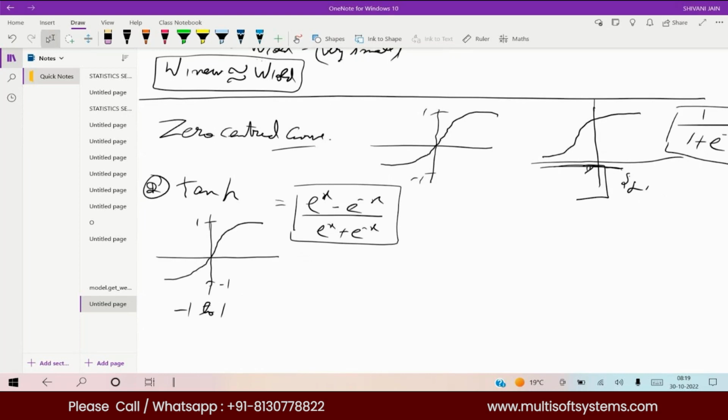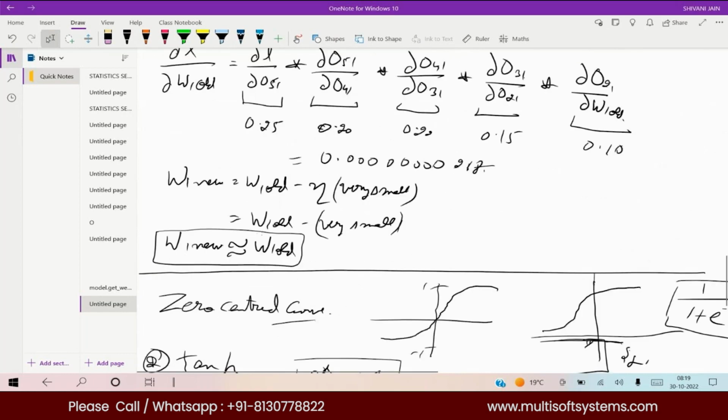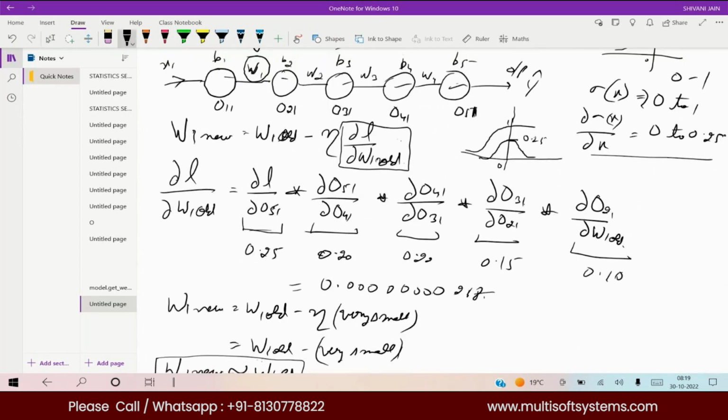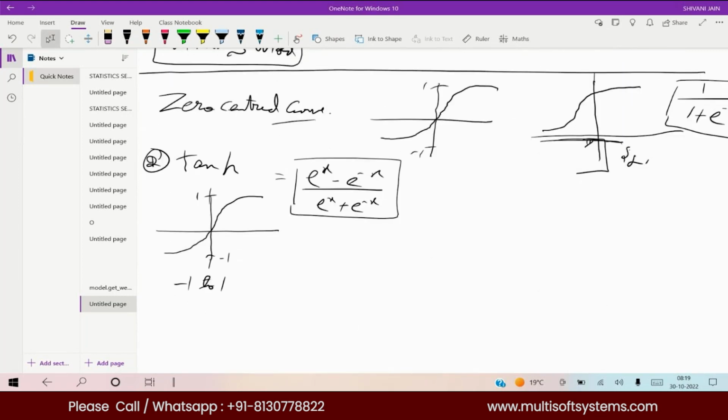Now, what is the derivative of this? Whenever you are learning any activation function, you should know its derivative also, because you will be calculating the derivative values if you are using any activation function. So what is the derivative for this? The derivative is in this way, and its value is between 0 and 1. In my sigmoid activation, it was from 0 to 0.25. In this case, it is 0 to 1.